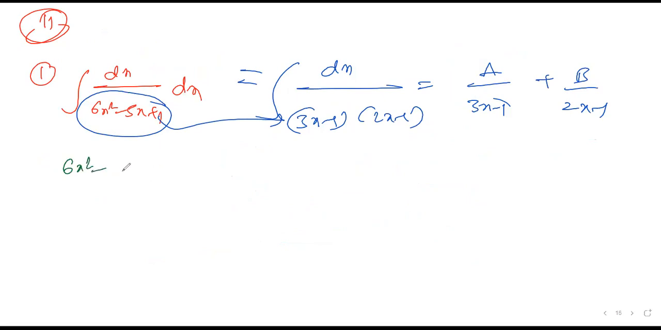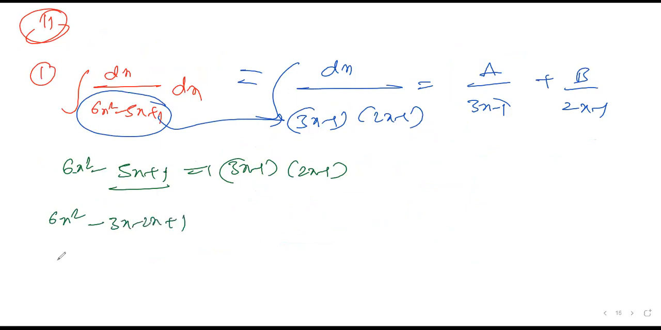6x square minus 5x plus 1 is there, right? You are splitting this into 3x minus 1 into 2x minus 1. Very interesting, because 6 times 1 is 6. You can take 6x square and 3x minus 2x plus 1. From 3x you can take common 2x minus 1, and from minus 1 you take 2x minus 1 common. That is what you'll get: 3x minus 1 into 2x minus 1. Am I clear? This is the way you can split the term.